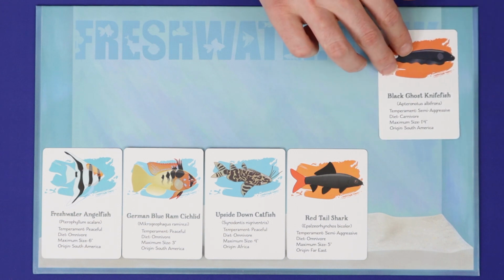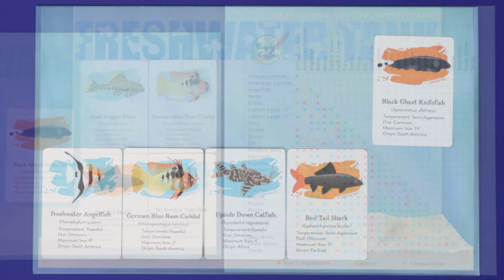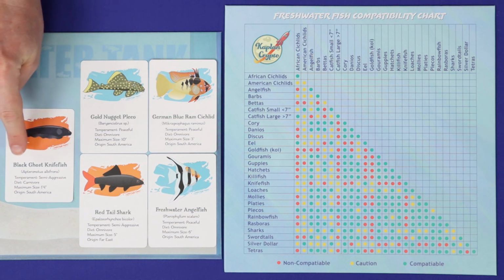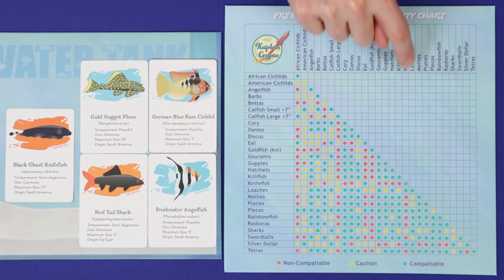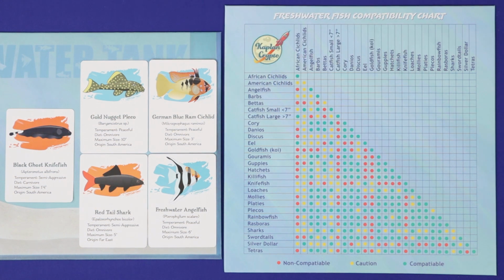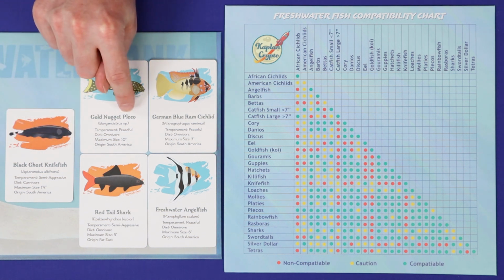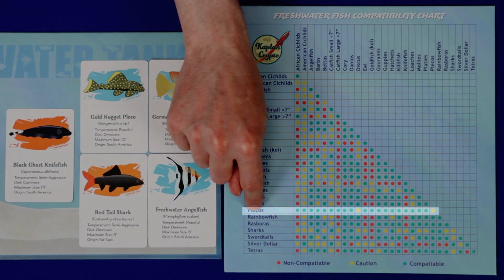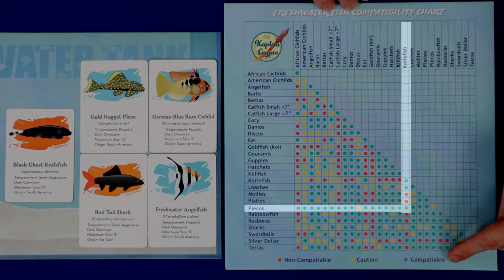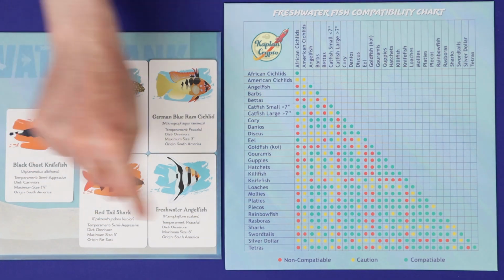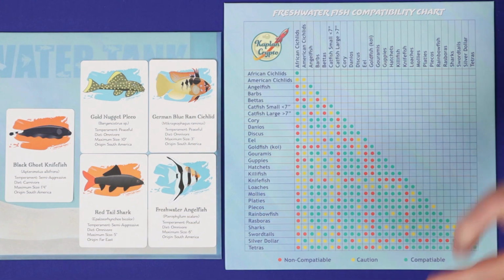Secondly, you'll need to check the species compatibility with each other on the fish compatibility chart. Here, for example, the new fish drawn is a black ghost knife fish, which is represented by the knife fish row and column on the compatibility chart. You'll check this against each other fish, so knife fish with the gold nugget pleco, which falls under the plecos row, you can see has a green dot, representing these 2 fish being compatible. The red-tailed shark, when you compare it with the knife fish, shows a yellow dot, which is caution.